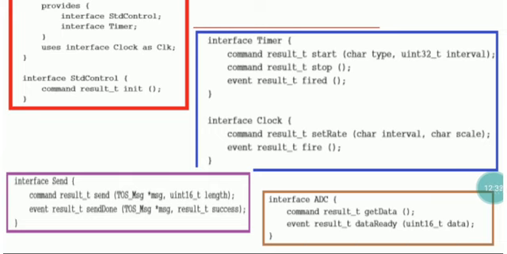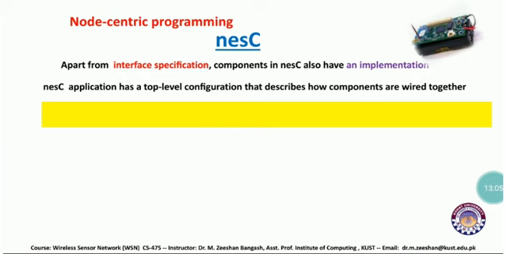Apart from interface specification in NesC, NesC also has implementation. So the modules are components implemented by the application code, while configurations are components that are implemented by connecting interfaces of existing components. Every NesC application has a top level configuration that describes how components are wired together.